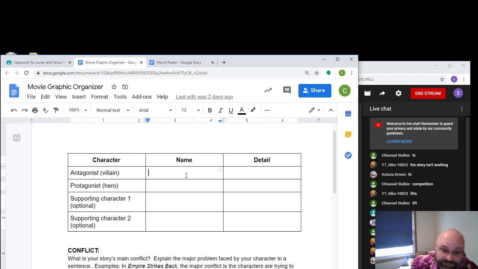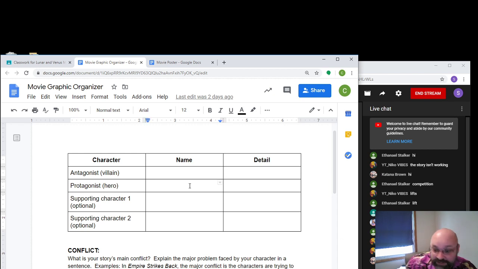So for your antagonist, you just give me a name for your antagonist. If you're doing one about killer robot crocodiles, you could just write killer robot crocodile because that's your villain. And then your detail, you would just explain created by a mad scientist or whatever, or sent from aliens to destroy the population on Earth, whatever you want your main villain's motivation to be.